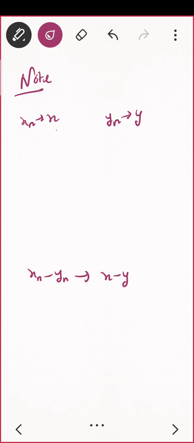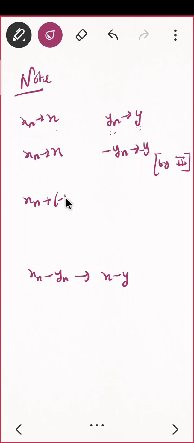Yes, anyone? See, I'll do that. Xn converges to x, I'll write as it is. Yn converges to y. What about minus yn? That will converge to minus y by the second. As the second was saying, if yn converges to y, then alpha yn will also converge to alpha y. So I'm taking alpha as minus 1. That's it. Then by the first, can I say xn plus minus yn will converge to x plus minus y?